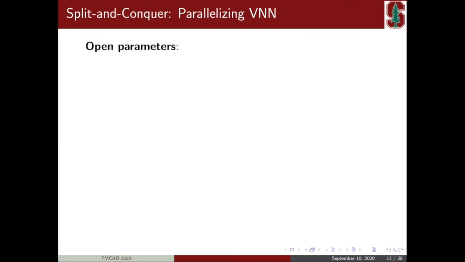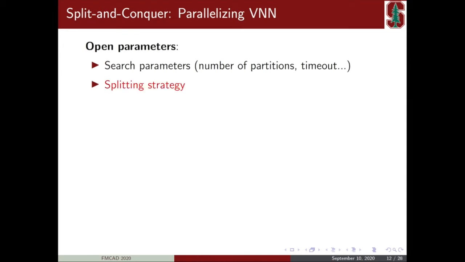So what are some of the open parameters of split and conquer? First, there are search parameters. For instance, how many subformulas to create when we perform a split? And what is the timeout used to solve each subformula? On the other hand, there is splitting strategy, which is the strategy to split a formula into subformulas. And this is the focus of the rest of our talk.